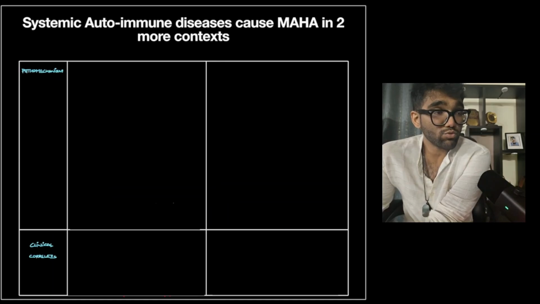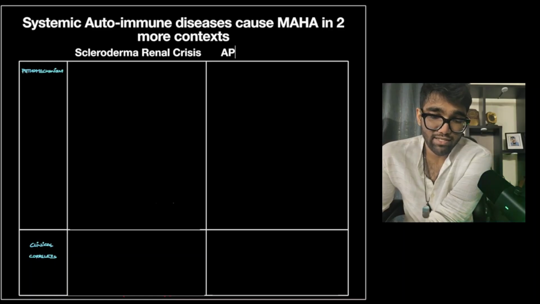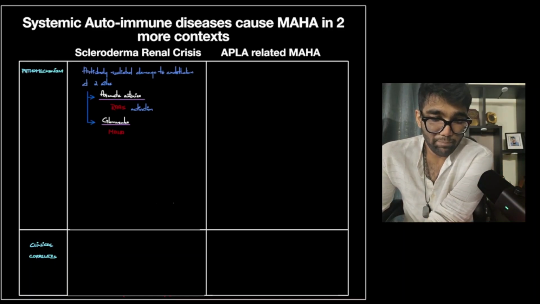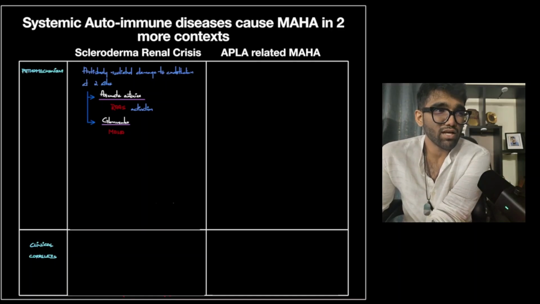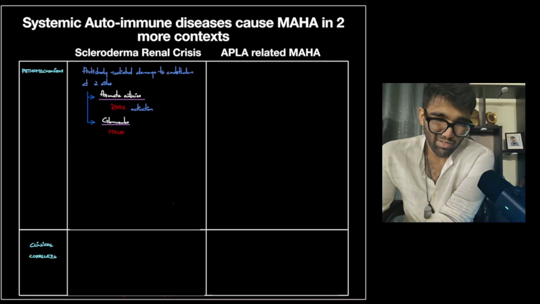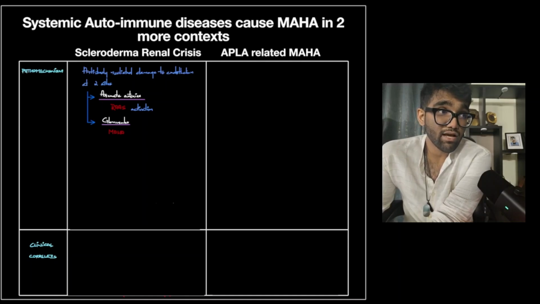Okay, now there are two systemic autoimmune disorders that cause MAHA in two specific contexts. One is scleroderma renal crisis, and the other is antiphospholipid antibody syndrome related microangiopathic hemolytic anemia. Now, scleroderma renal crisis obviously is an antibody mediated damage to the endothelium, which happens due to RNA polymerase 3 antibodies more than your topoisomerase 1 antibodies, and very rarely with U3 RNP also. Okay, resulting in arteriosclerosis.